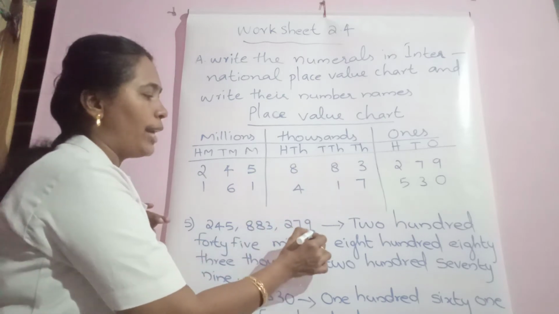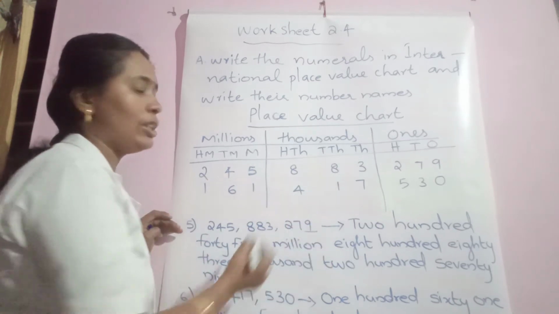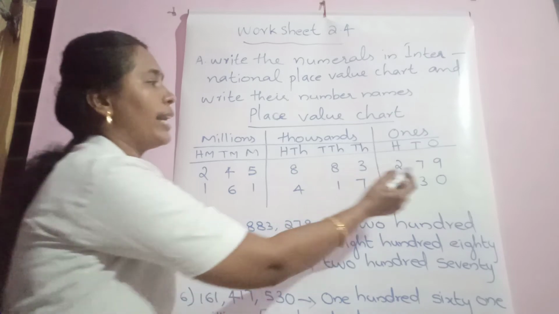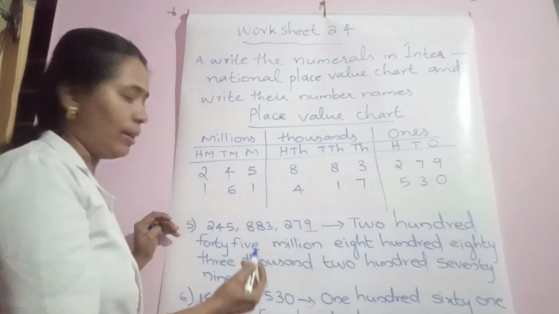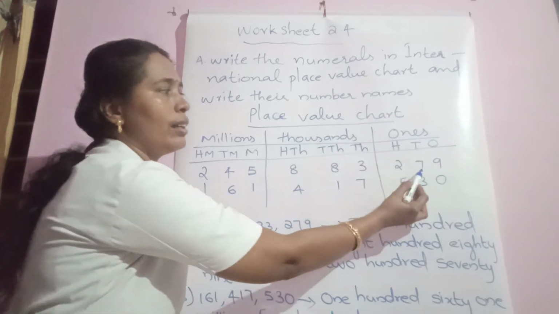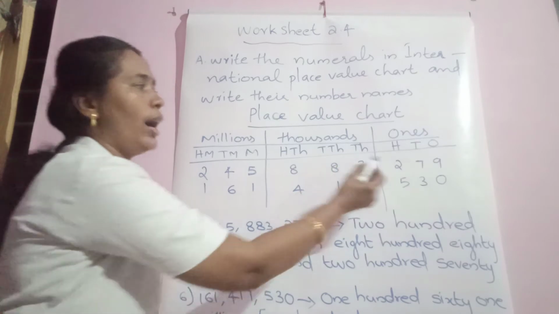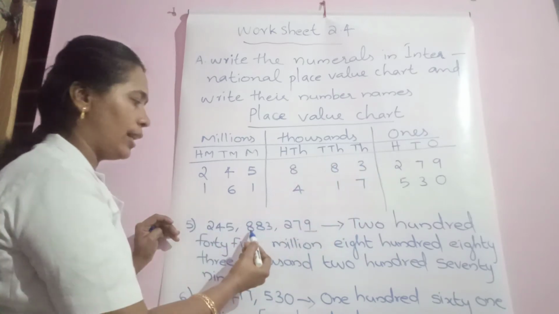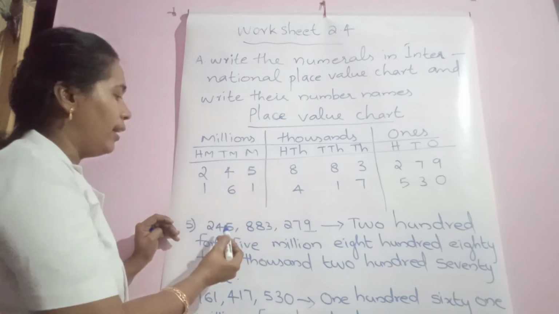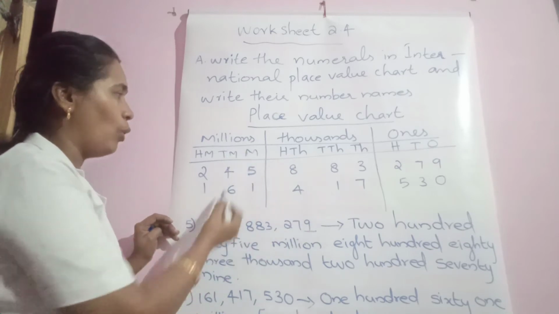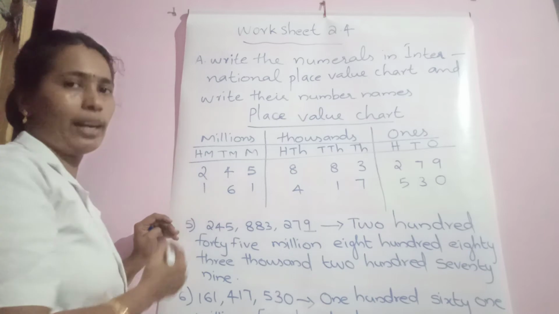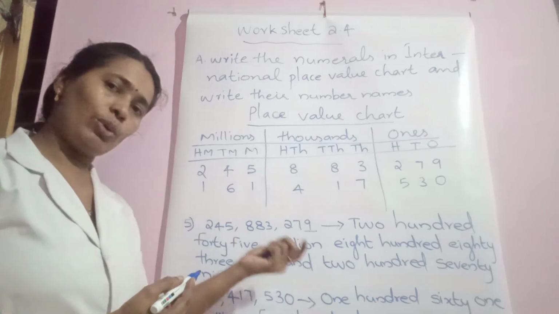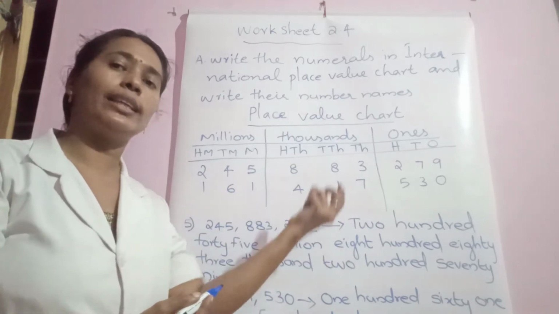Here we know 9. 9 represents which one? Ones digit. So write 9 under ones. Then here 7 tens, then 2 hundreds, 3 thousand, 8 ten thousand, this 8 hundred thousand, this 5 million, 4 ten million, 2 hundred million. Then they told us to write the number name, or write it in words.